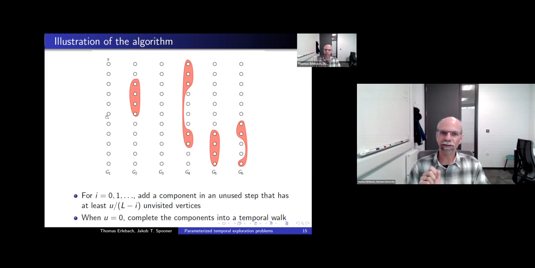Now we only need to check, is there a temporal exploration that goes through these 4 components? And that's not difficult to do. And here it's like this. So initially in the component of S, we would go to here, then visit this component, go to this component, visit this, and so on. So that's how the algorithm works.